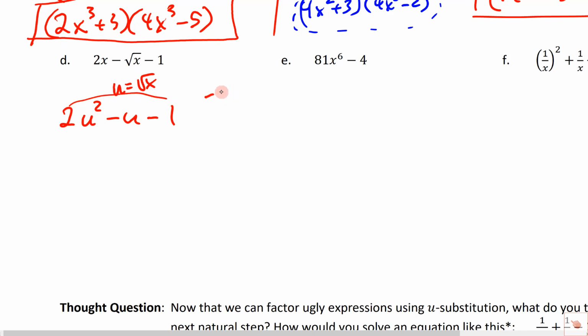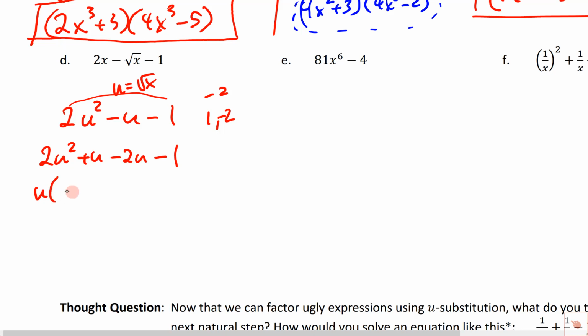I need some numbers that multiply to be negative 2 and combine to be negative 1. So a 1 and a 2 will make that, and I need the bigger one to be negative to make the middle coefficient negative. They multiply to be negative 2, and they combine to be negative 1. So this is going to be 2u squared plus u minus 2u minus 1.